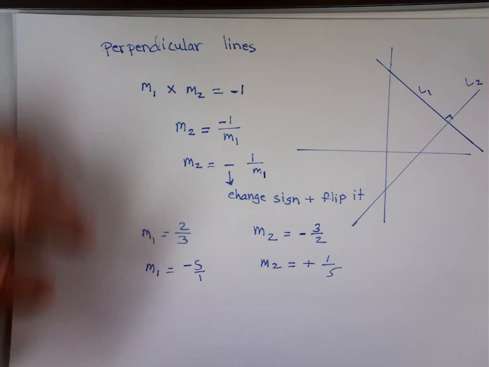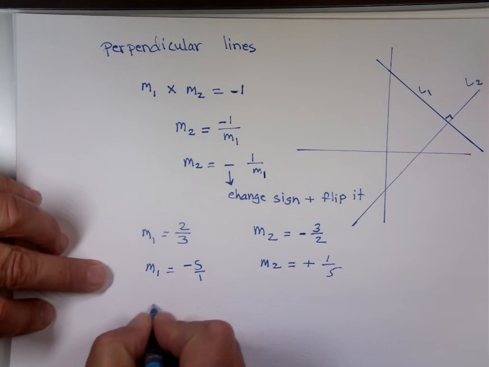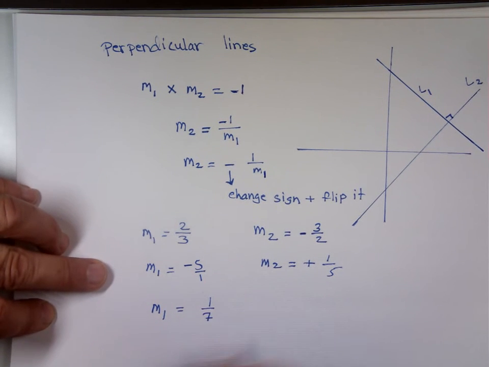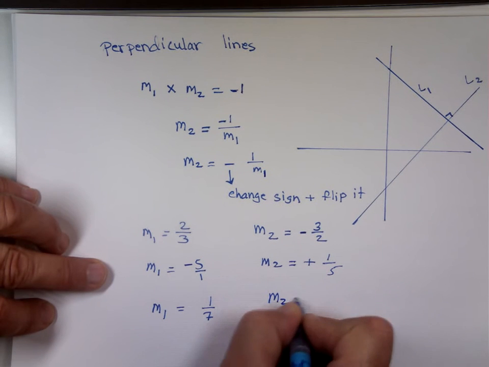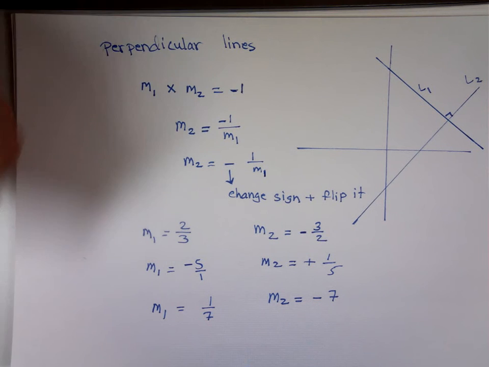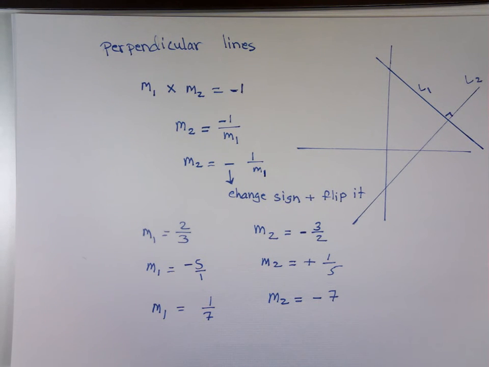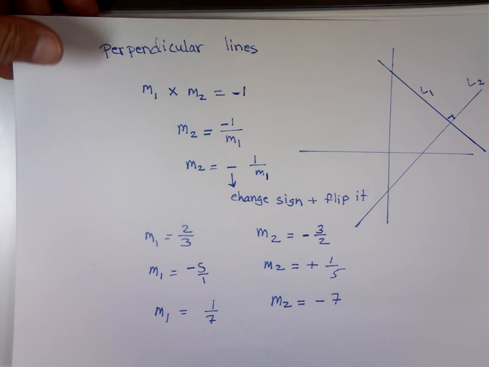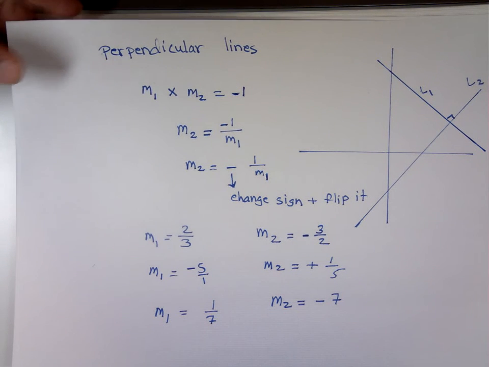If the first one has a slope of 1/7, the second line will have a slope of what? -7/1, which is -7. So just like the previous example we did, here's my last example.